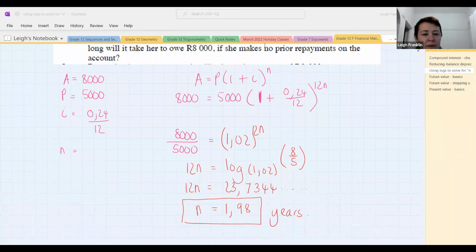Why do you want to divide the final answer by 100? Namhla, why do you want to divide it by 100? Can you explain that to me? Oh, yeah. Okay, so I understand now. So Namhla, we're not calculating the interest rate. We're calculating the number of years, the amount of time that it's going to take this lady to owe 8,000 Rand on her account. We're not calculating interest rate. I mean, they can get you to calculate interest rates.